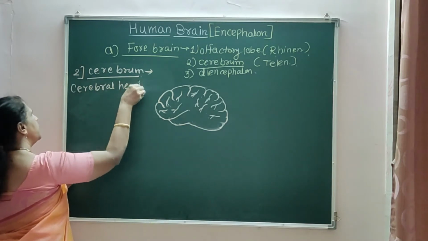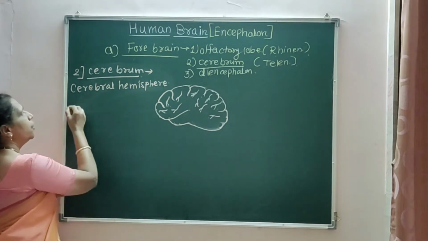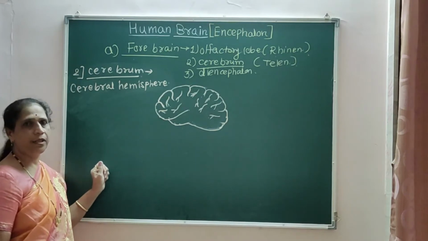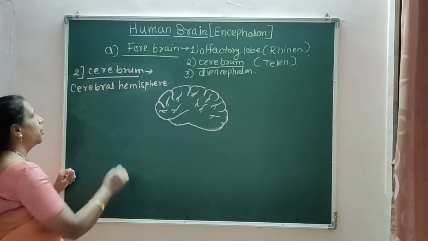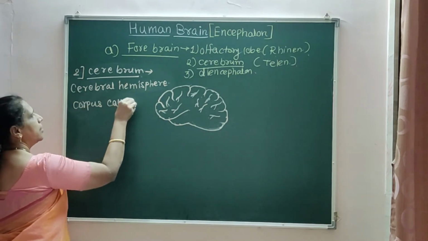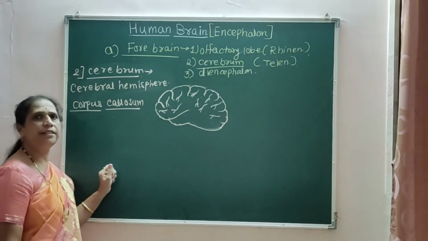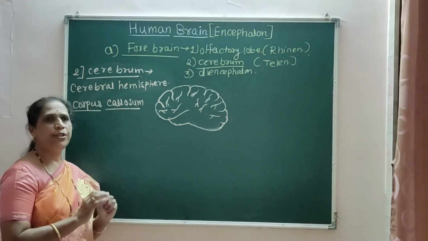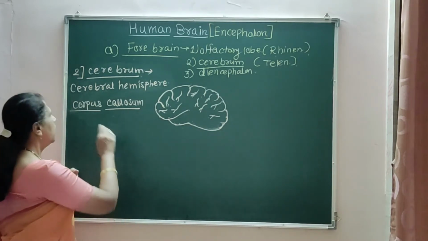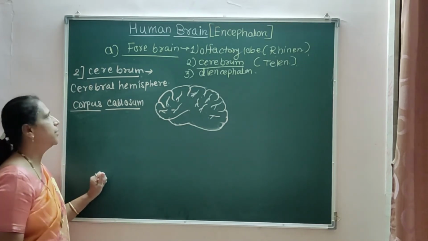These cerebral hemispheres, the right cerebral hemisphere and the left cerebral hemisphere, are connected internally by thick nerve fibers made up of myelinated nerve fibers called corpus callosum, and it is a characteristic feature of the mammalian brain. Corpus callosum is a thick band of nerve fibers by which these 2 cerebral hemispheres connect together internally. So this is the important mammalian character of the brain.